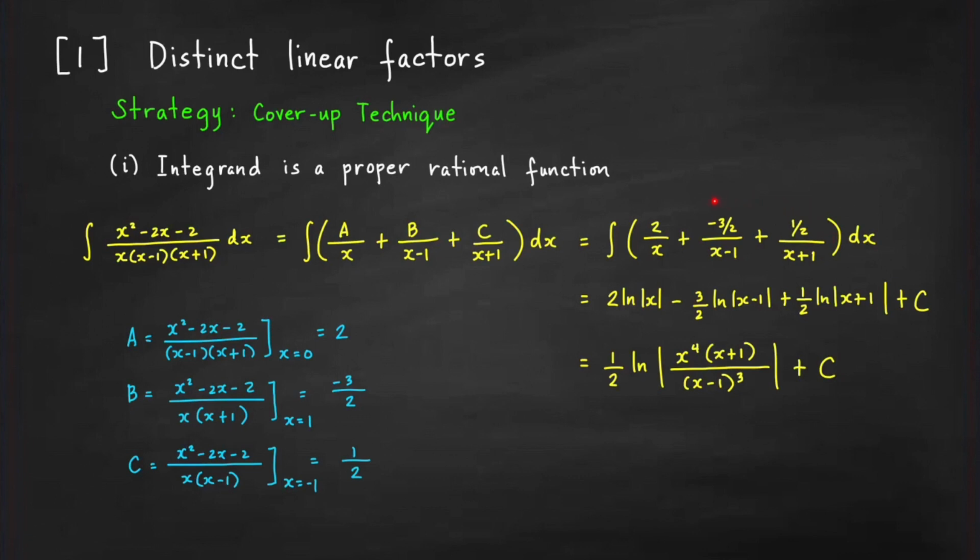And this can be easily integrated. So the integral will be 2 ln of absolute value of x minus 3 halves ln of absolute value of x minus 1 plus 1 half ln of absolute value of x plus 1 plus c. And using a property of ln, you may write this expression in terms of a single ln. So you have here 1 half ln of absolute value of x raised to 4 times the quantity x plus 1 all over x minus 1 quantity cube plus c. And you may actually put the constant c inside because a real number can be written as ln of another real number.